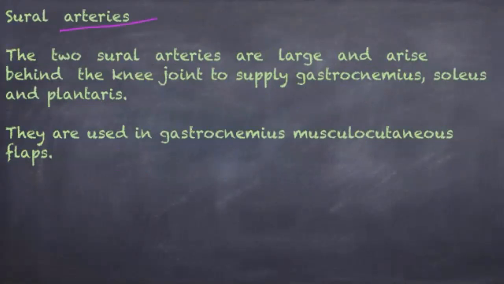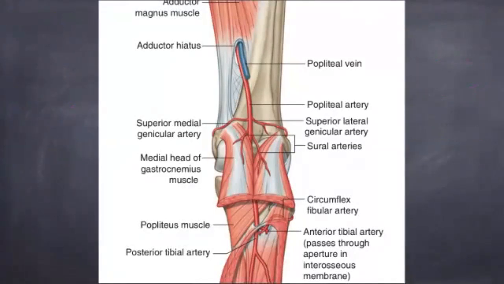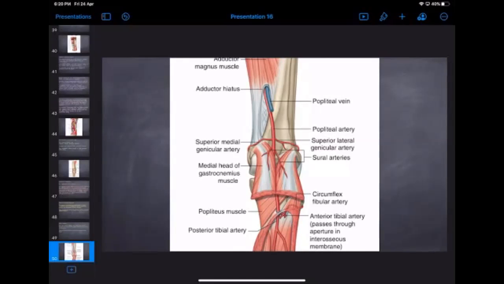The two sural arteries are large and arise behind the knee joint and supply gastrocnemius and soleus, right, and plantaris. They are used in gastrocnemius musculocutaneous flaps. You see, these are the sural arteries. Okay, they are supplying the gastrocnemius and the soleus and plantaris, right. So that is the theory regarding popliteal artery and popliteal fossa, right.